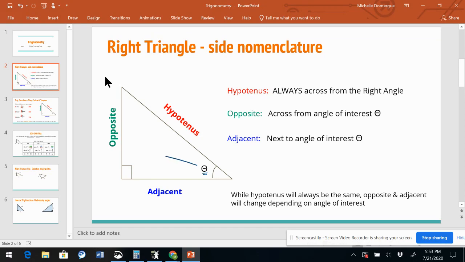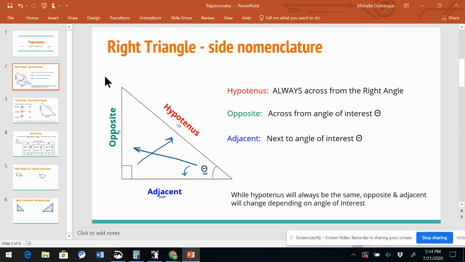The side across from our angle of interest, which is theta in this case, is going to be referred to as the opposite side. Opposite the angle is opposite. The side across from our right angle is the hypotenuse. And the side adjacent to our angle of interest theta, that is not the hypotenuse, is going to be the adjacent side. So that is how you define the sides in a right triangle for trig: opposite, adjacent, and hypotenuse.